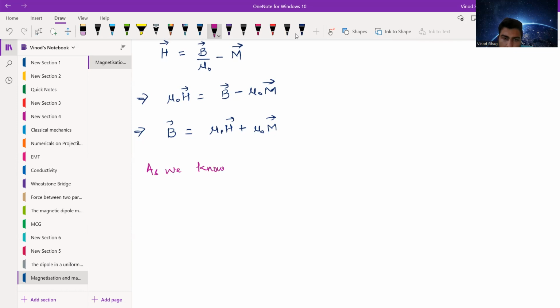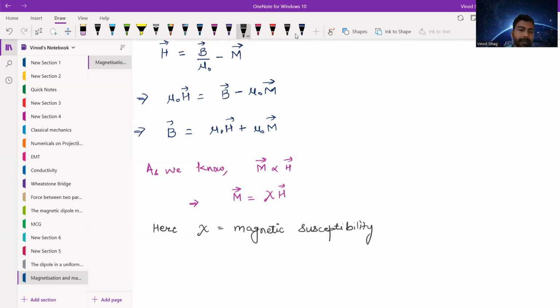As we know that magnetization is proportional to H vector, and later on we get to know that M vector is chi times H vector, where chi is the magnetic susceptibility of the magnetic material.